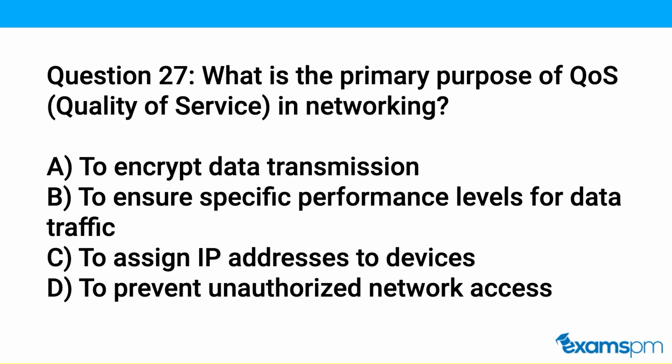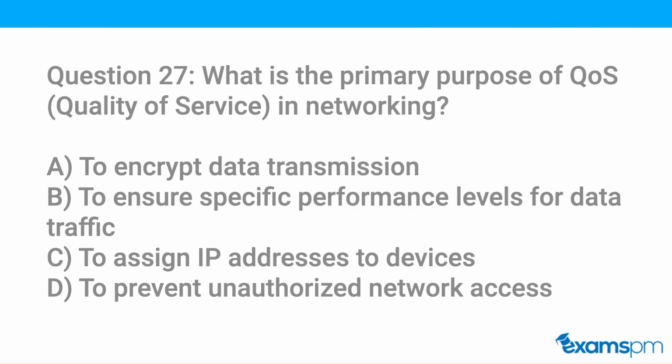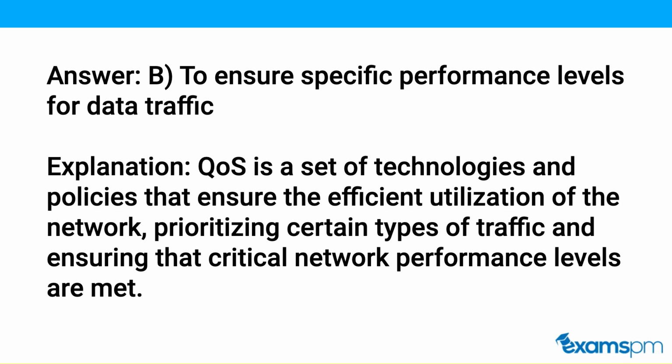Question 27. What is the primary purpose of class of service, or quality of service, in networking? A. To encrypt data transmission. B. To ensure specific performance levels for data traffic. C. To assign IP addresses to devices. D. To prevent unauthorized network access. Answer: B. To ensure specific performance levels for data traffic. Explanation: CoS is a set of technologies and policies that ensure the efficient utilization of the network, prioritizing certain types of traffic and ensuring that critical network performance levels are met.